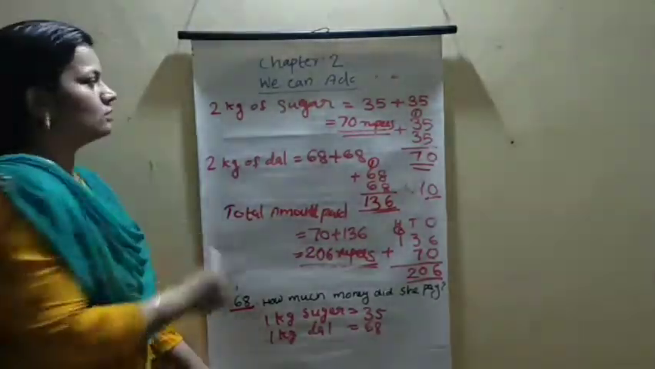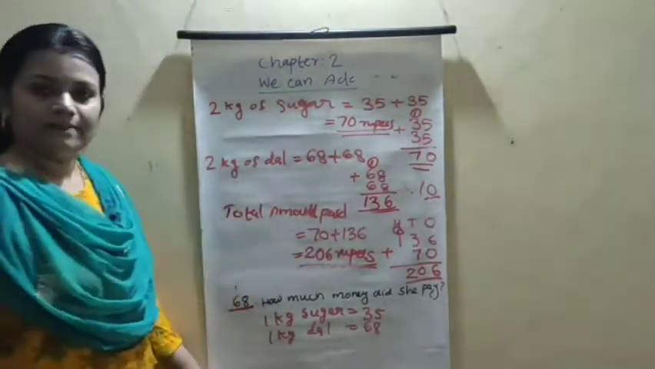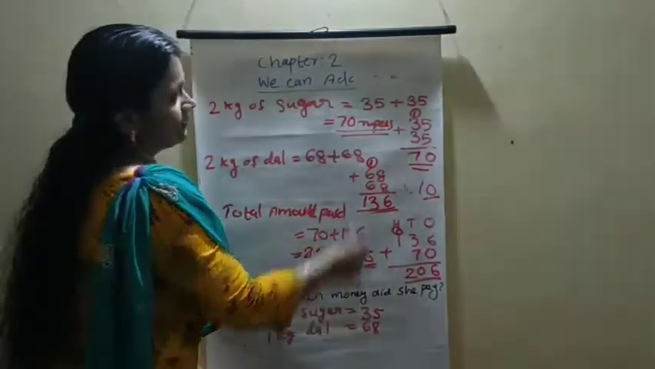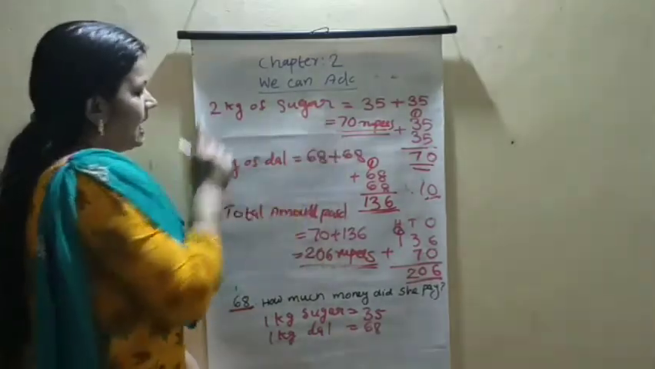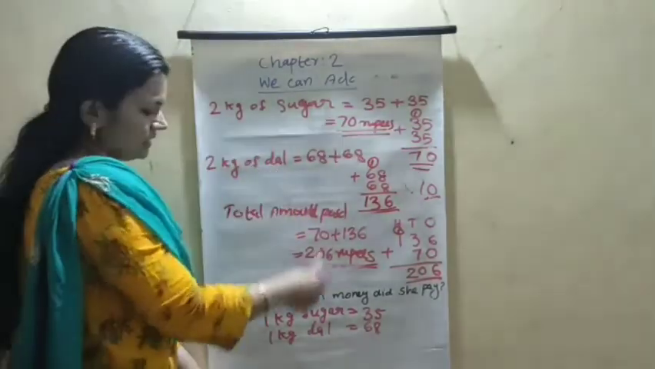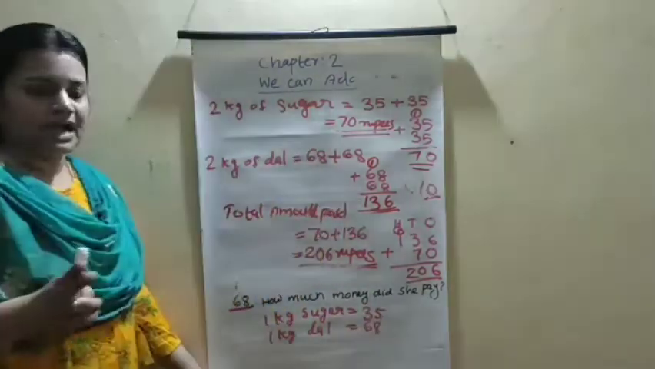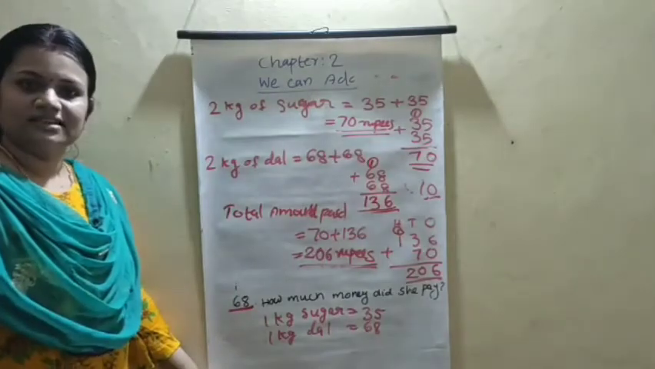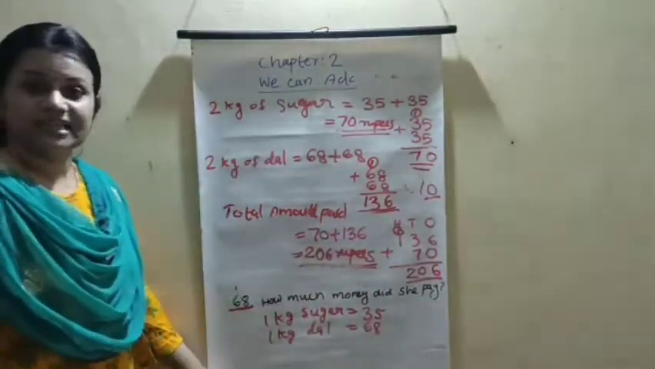We want to find out the 2 kilograms of sugar and 2 kilograms of dal. So 2 is given, we are adding 35 two times. Understood? We got 70. Again, 2 kilograms of dal, means 1 kilogram cost we are adding 2 times, we have got 136. Okay, then we add it and we got 206 rupees.